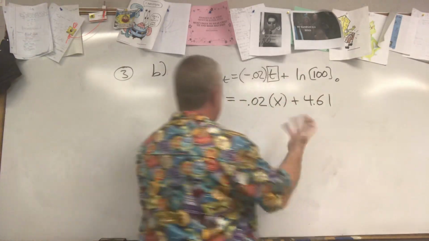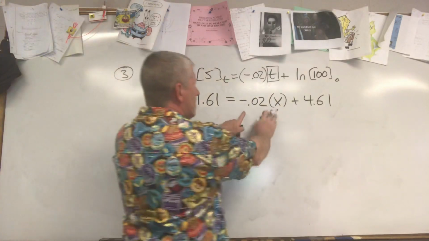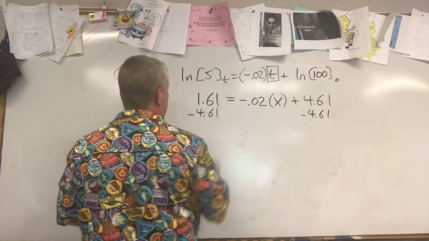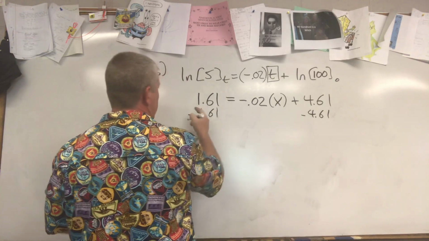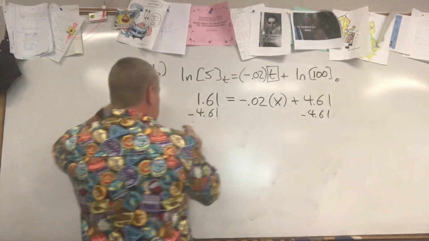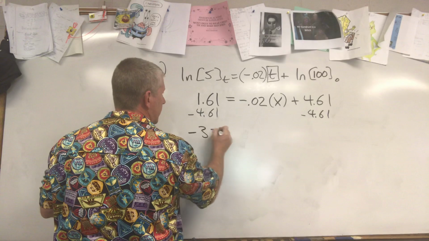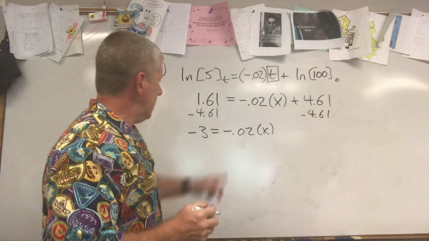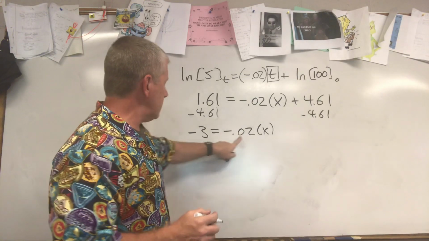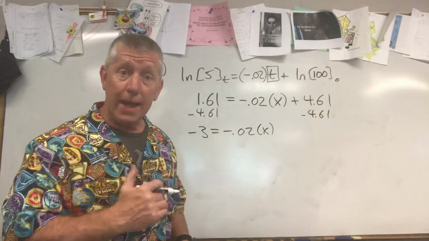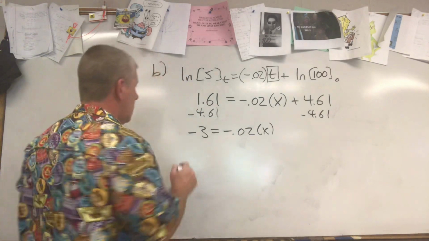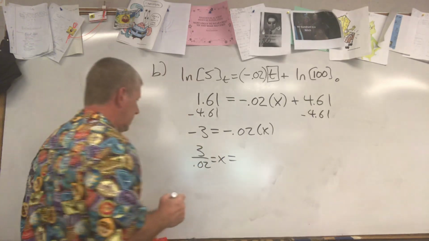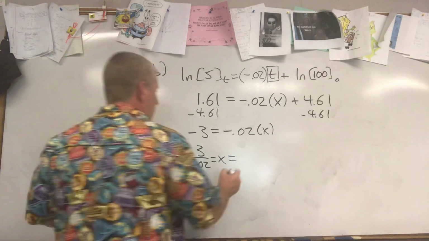Okay, now it becomes a relatively simple algebra problem. I'll get the x by itself: isolate x, subtract 4.61 from each side. That is negative 3. Negative 3, don't forget the negative, equals negative 0.02 times x. Dividing this by that, we're going to isolate the x and divide by 0.02. Negative divided by a negative is positive, so those negatives go away. So that's 3 divided by 0.02 equals x, and that will come out to 150.